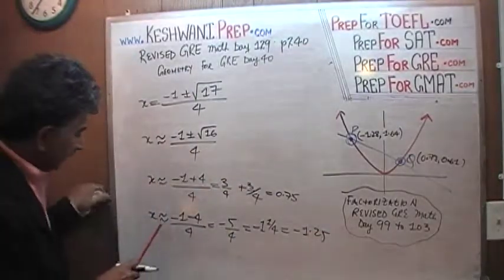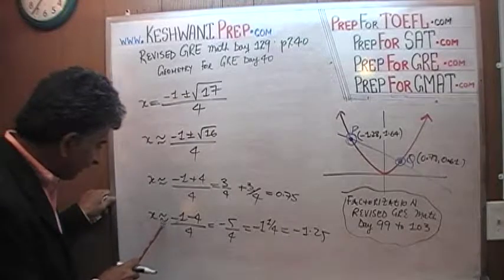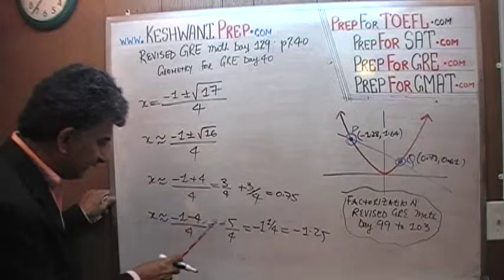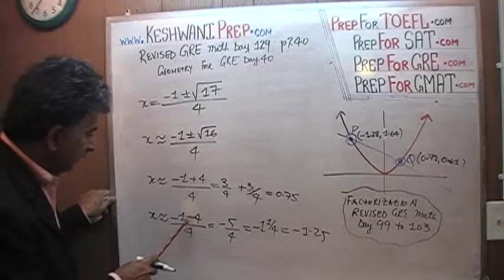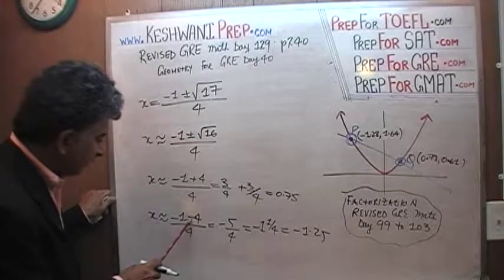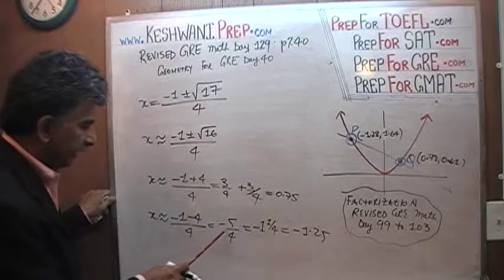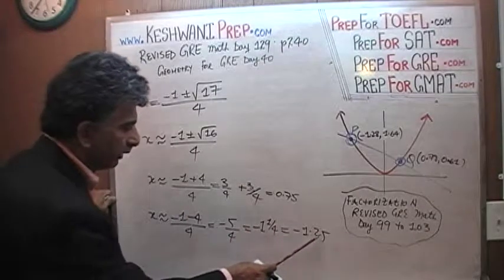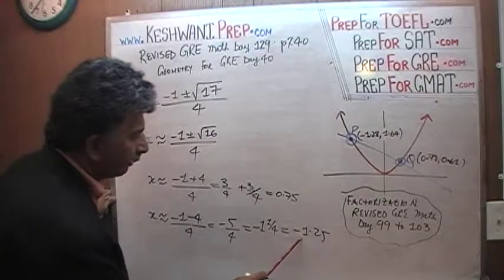Notice how it went. Here I use the symbol for approximately equal to. X approximately equals this guy. But this guy does not approximately equal this guy. This guy is this guy. Hence the equal sign. Negative 1 minus 4 over 4 equals negative 5 over 4, equals, not approximately equals. And negative 5 over 4 is exactly equal to negative 1 and a quarter, which is exactly equal to negative 1.25, which means x is approximately equal to negative 1.25.